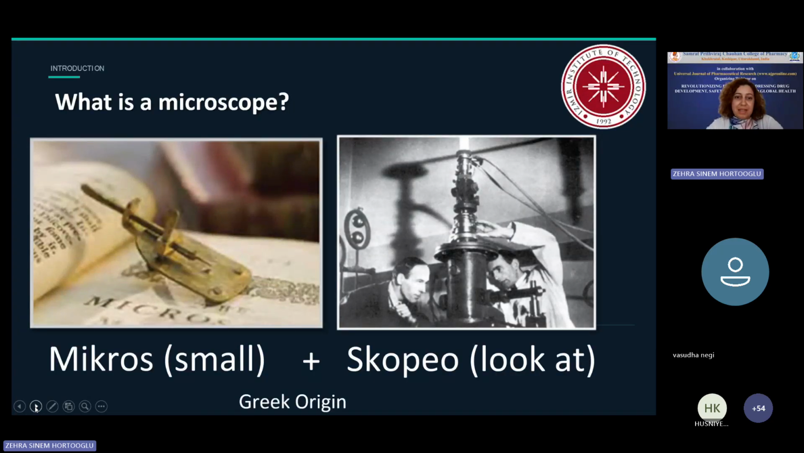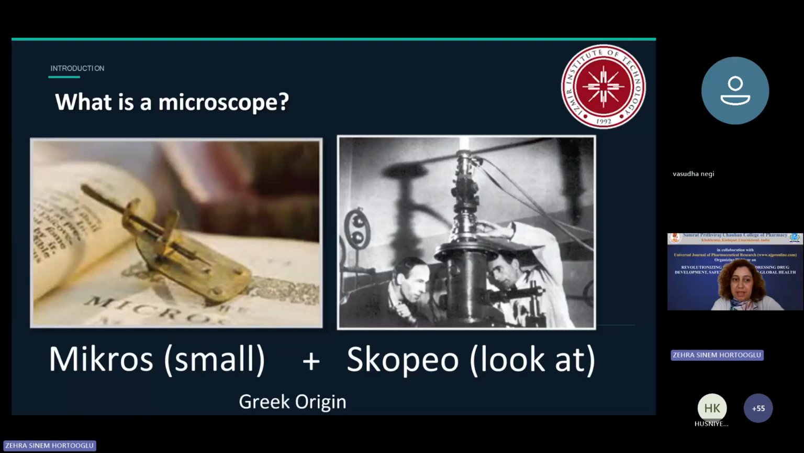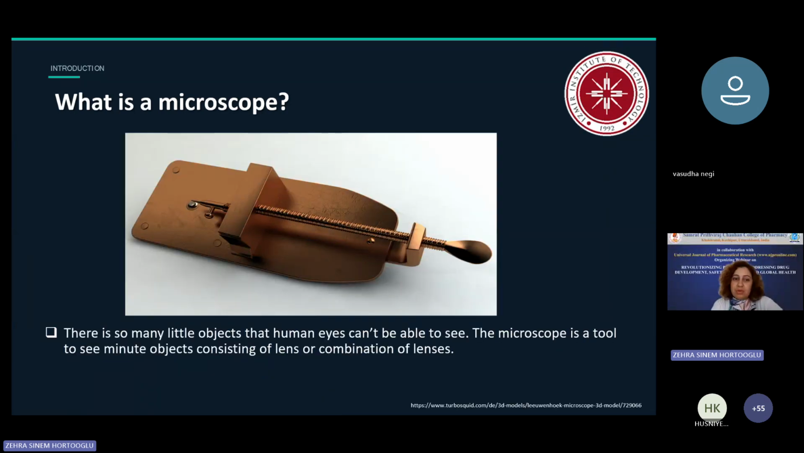What is a microscope? Micro means small. Scope means to look, from Greek. Its origin is Greek. There are so many little objects that human eyes are not able to see. The microscope is a tool to see minute objects, consisting of a lens or a combination of lenses.